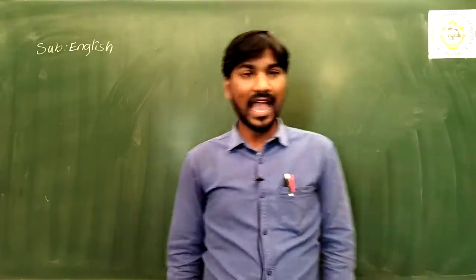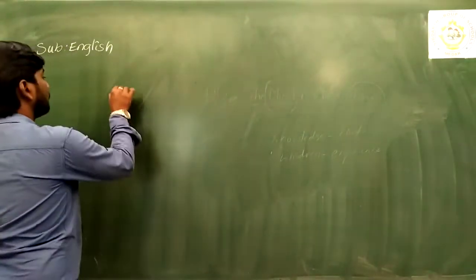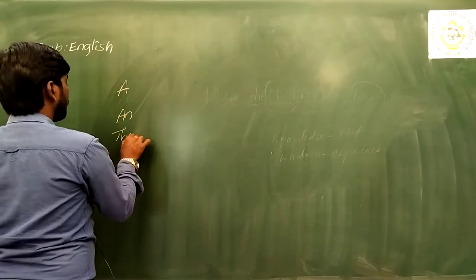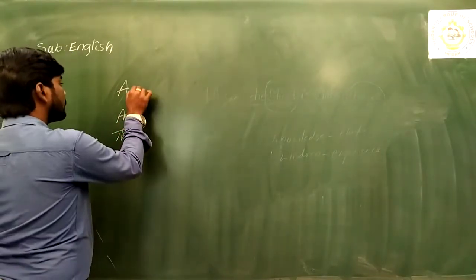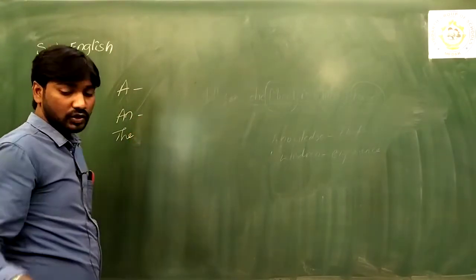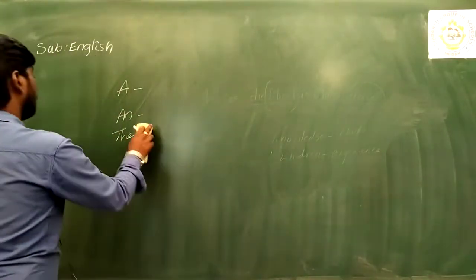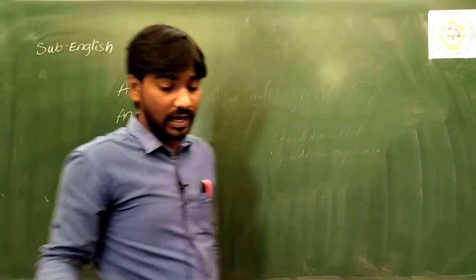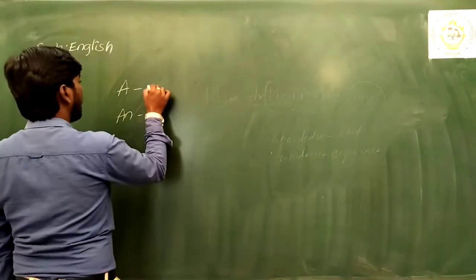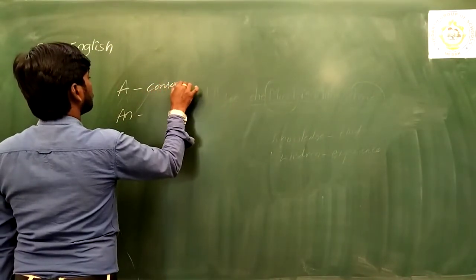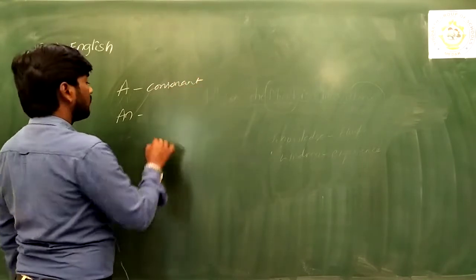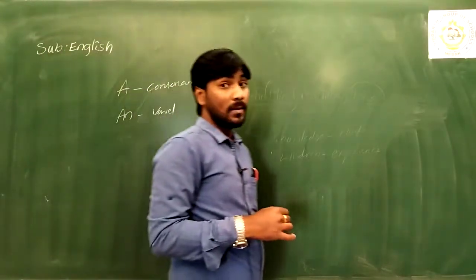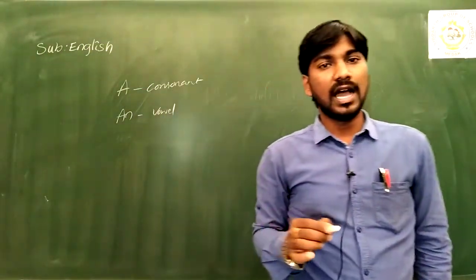We know the articles: we have a, an, and the. So where do we use a, and where do we use an? First I will teach you these 2 things. I have taught you that we use a before a consonant sound and an before a vowel sound. So we know these 2 things. That was rule number 1 according to our rules.